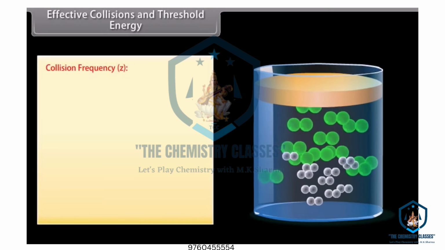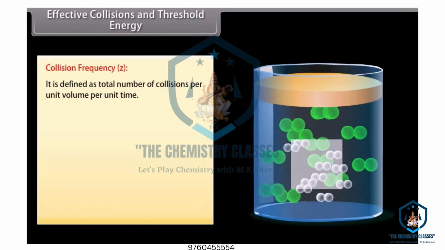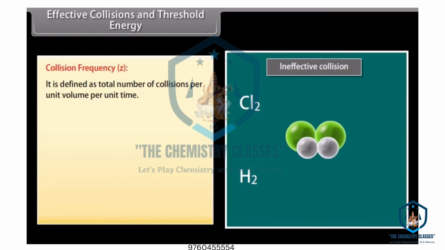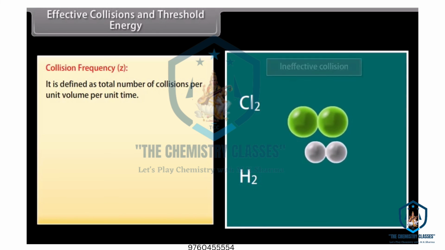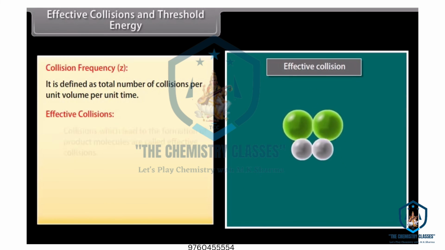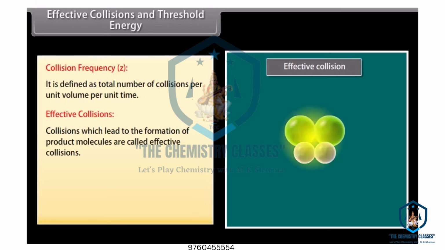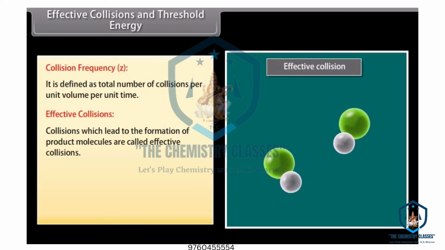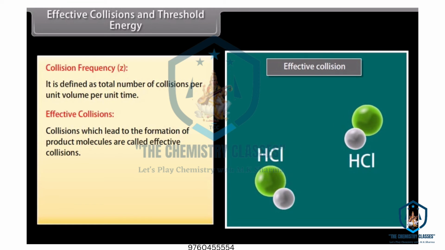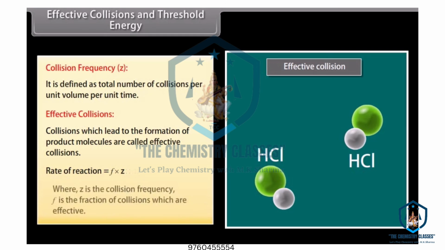Effective collisions and threshold energy. Collision frequency. It is defined as total number of collisions per unit volume per unit time. Effective collisions. Collisions which lead to the formation of product molecules are called effective collisions. Rate of reaction is equal to f multiplied by Z, where Z is the collision frequency and f is the fraction of collisions which are effective.